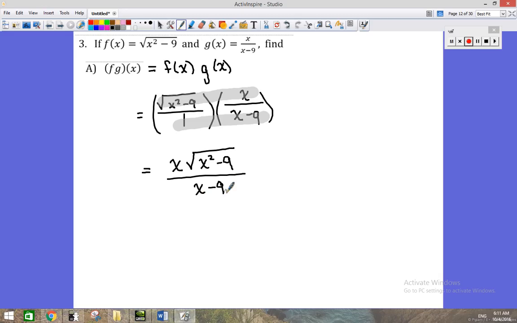And that's as far as we can simplify it. We can't simplify that any further. So there is our new function, fg, that we built by multiplying f and g together. So that is our final answer for part A.